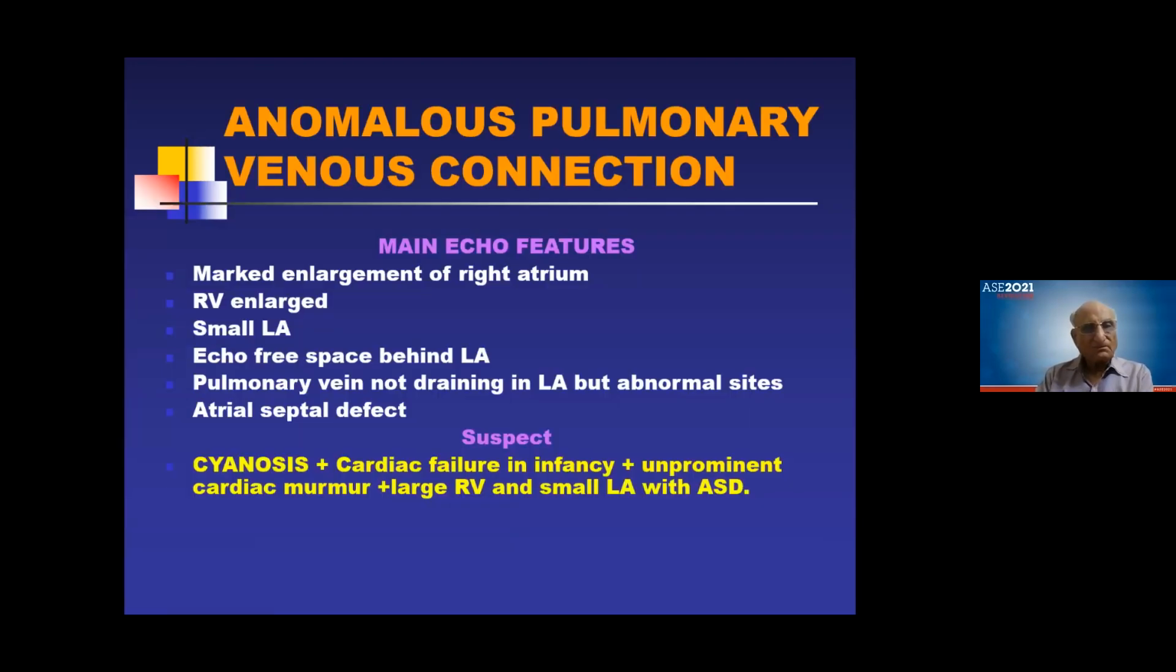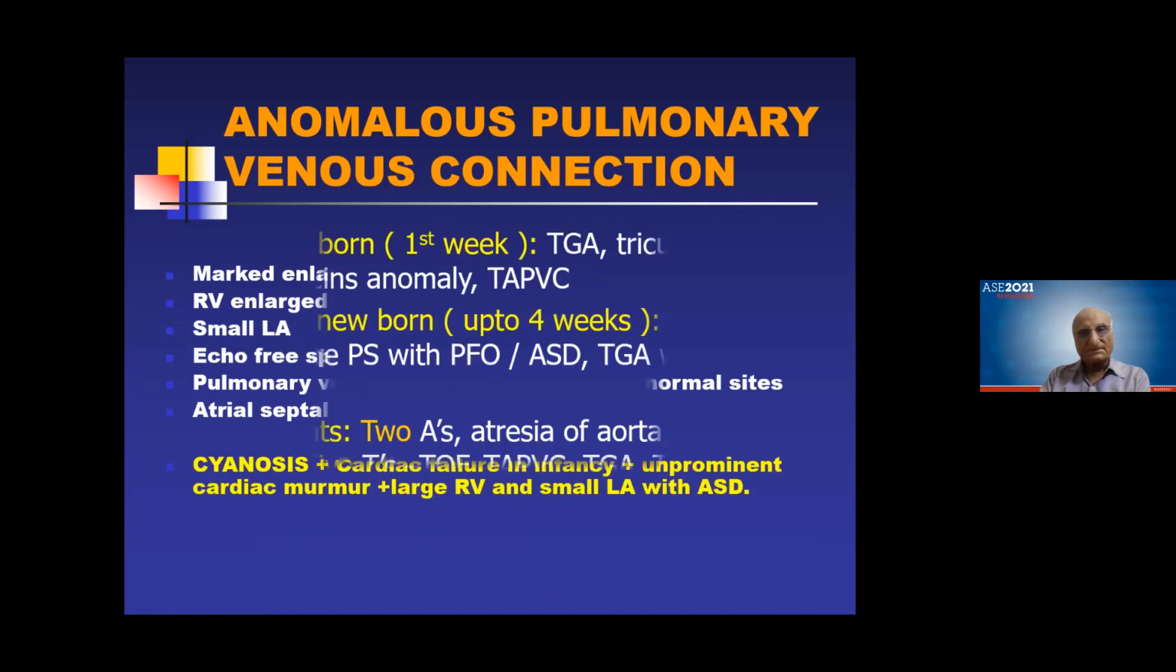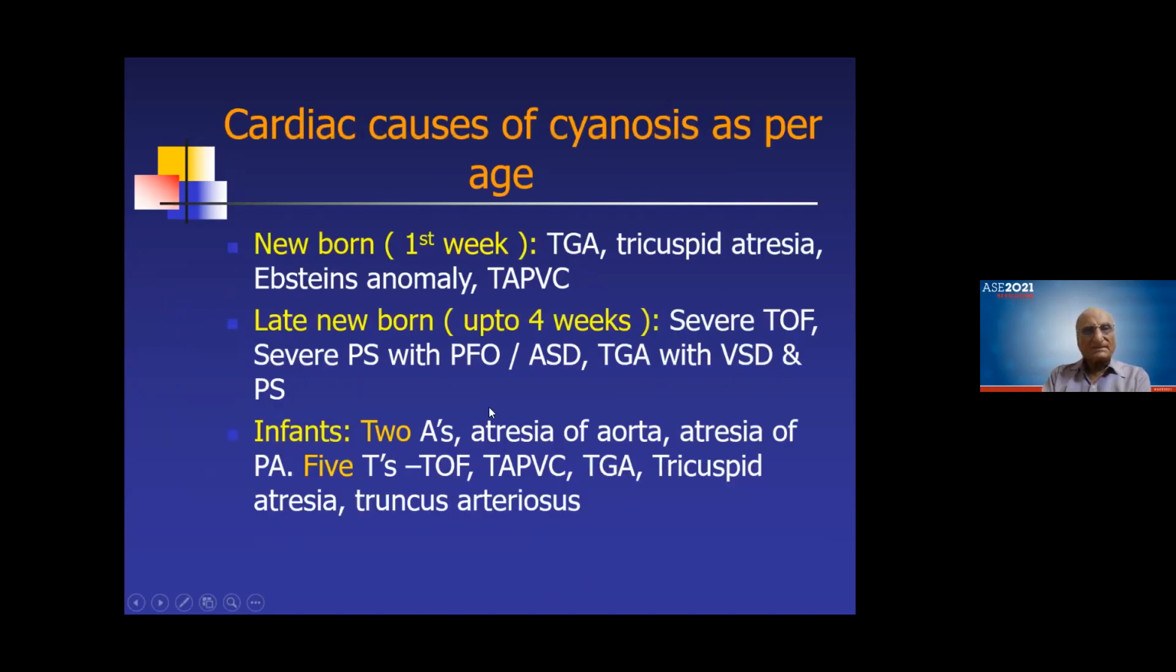So the main echo features, again, we have told you everything, but remember, it is an emergency. Whenever you get cardiac failure in infancy and a large RV, RA and a small LA with ASD, you look for it and send the patient immediately elsewhere. So these are some of the common causes of cyanosis as per age. This you must be having with you.